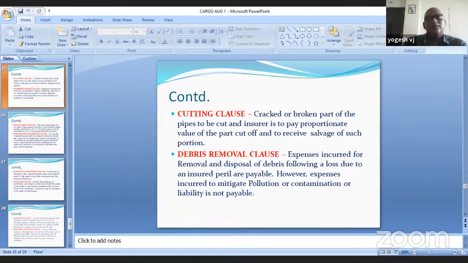Okay. Then cutting clause. Everyone knows this. It is related to pipes. Cracked or broken parts of the pipes are cut. Whatever has become damaged, they salvage it, and whatever is good, you use it. This is called the cutting clause.